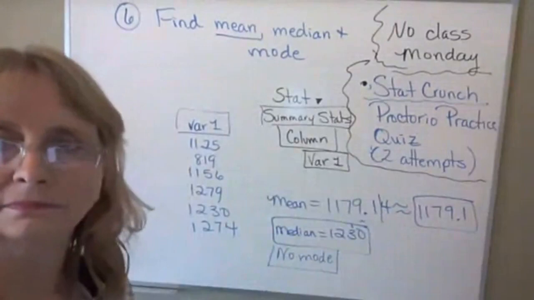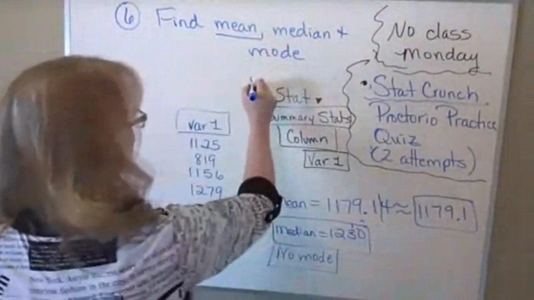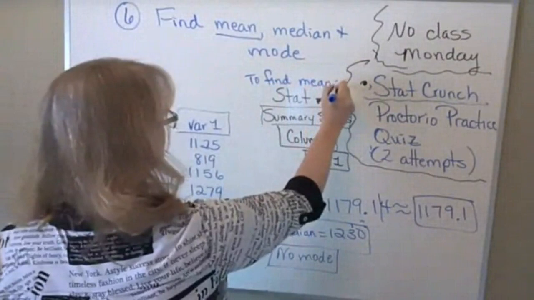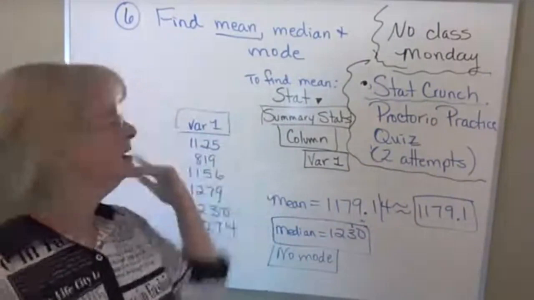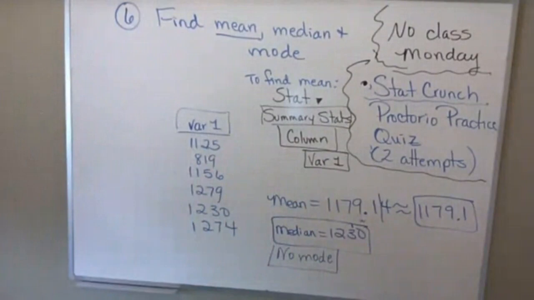Okay? So this is to find the mean. These are the instructions. So we went under data and sorted to put them in order. And then we go under stat and summary stats in order to find the mean. And it also gave the median on this list. The median was 1230. I just checked that.